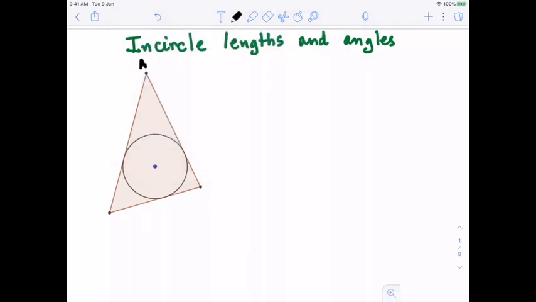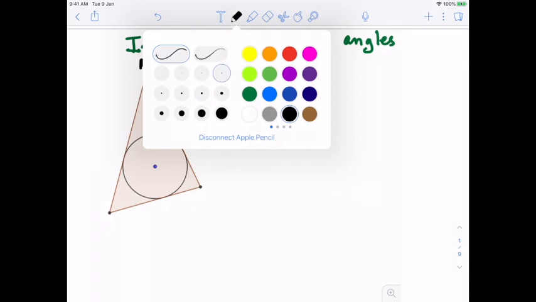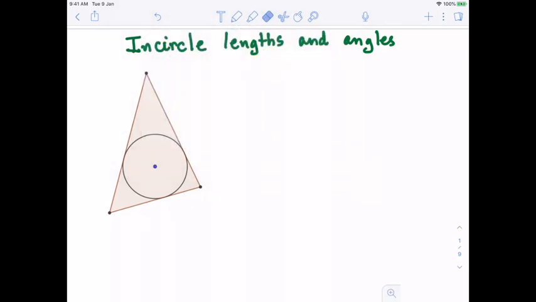So let's say we have triangle A, B, C, and you have the incircle in the picture. Let's say the center of this incircle is I, the incenter, and let's say the points of tangency are labeled as D, E, and F.